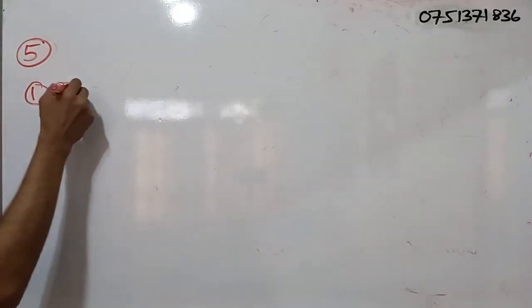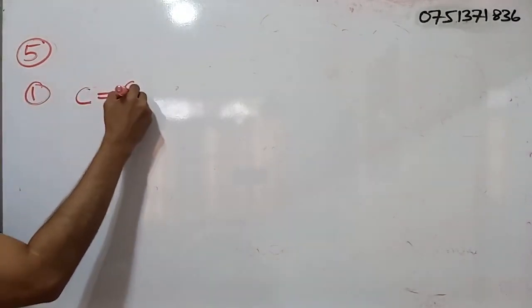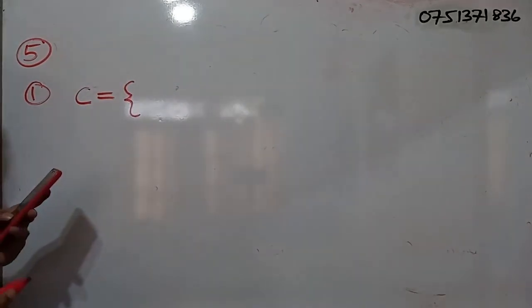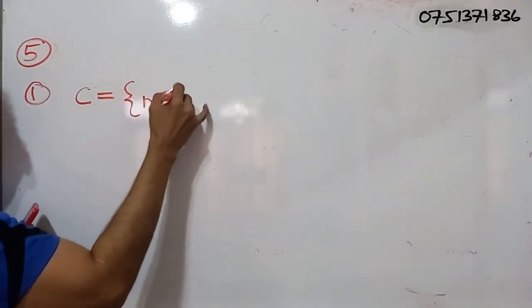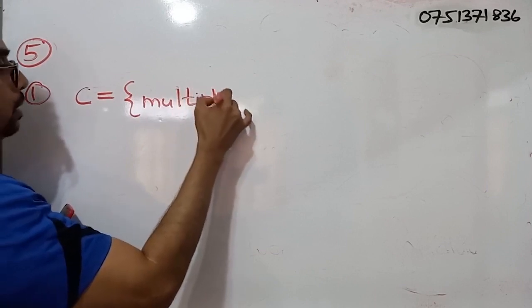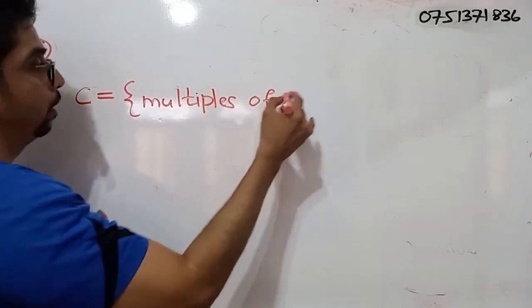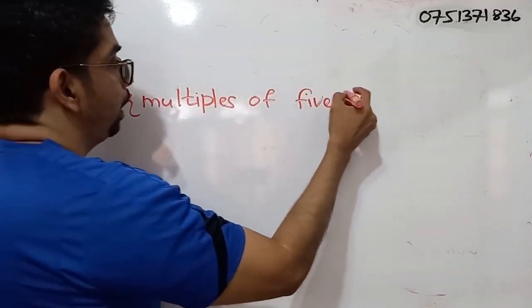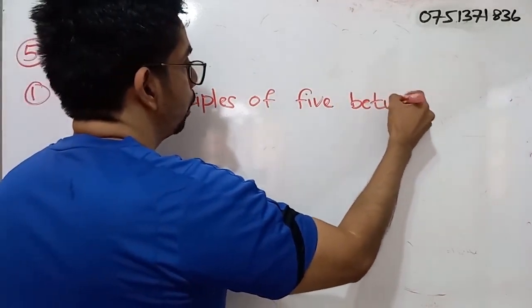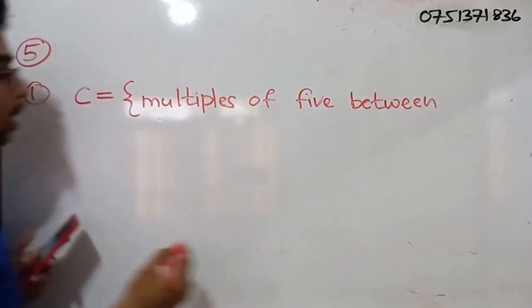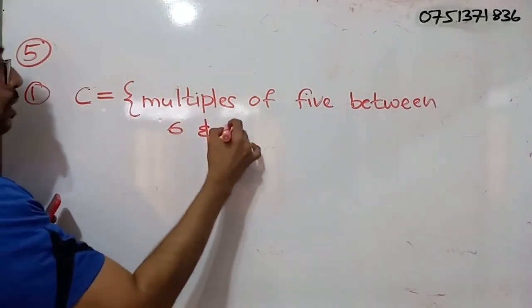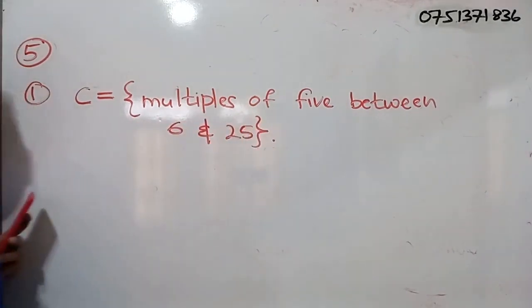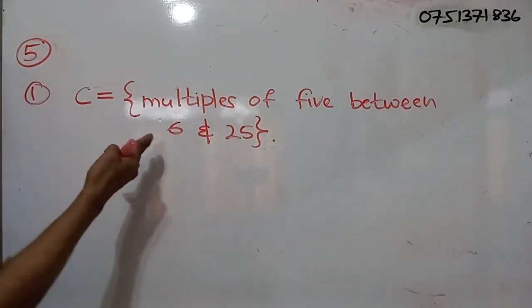So I will use C. So C equals what? Multiples of 5 between 6 and 25. Right? So multiples of 5 between 6 and 25. So that is correct. We have to use the descriptive method.